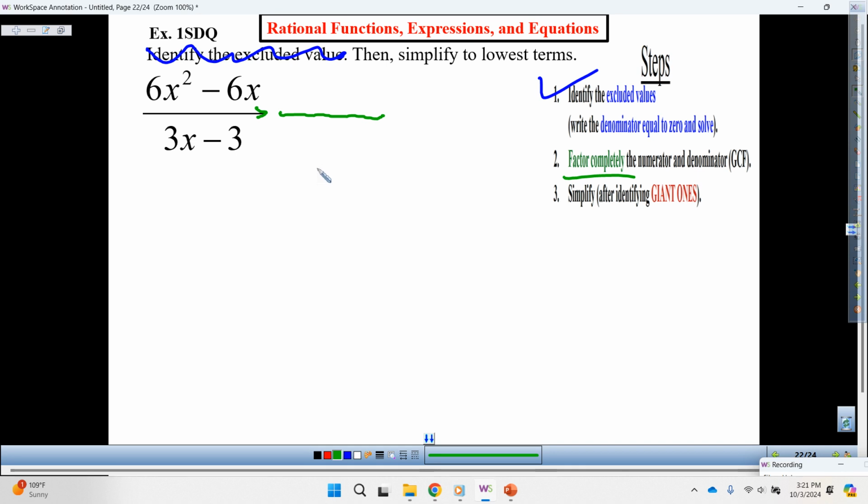Look at this. Tell your neighbor what your brain wants to do with that numerator. Yeah, factor out the GCF, right? What is our GCF for these two? 6x. That is correct. And that leaves us with x minus 1. GCF for the denominator, everyone: 3, and that leaves 3x minus 3 as 3 times x minus 1.